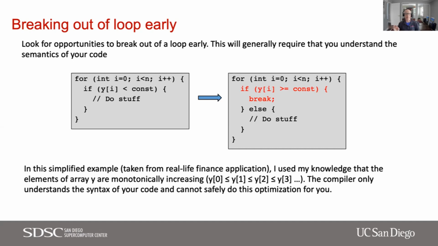So the compiler has no way of knowing what that array y is. So it's only with our domain knowledge that we were then able to implement an additional optimization. Because once y is greater than or equal to the constant the first time, it's going to be greater than or equal to the constant for all subsequent elements in the array. So by putting in this small change, we're often able to break out of the loop early and get a really big speedup. So this is a case where the compiler only understands the syntax of your code and cannot do this optimization for you.